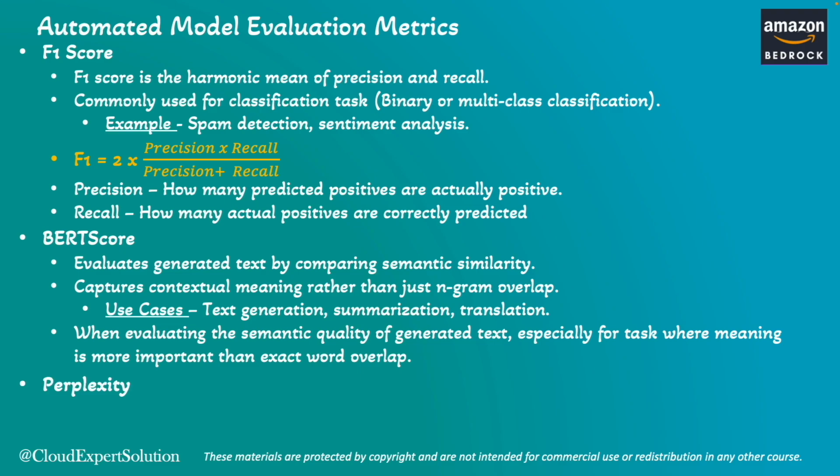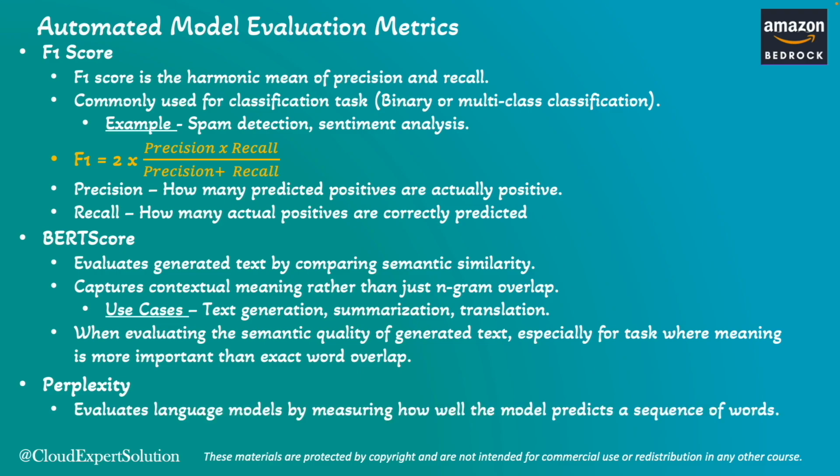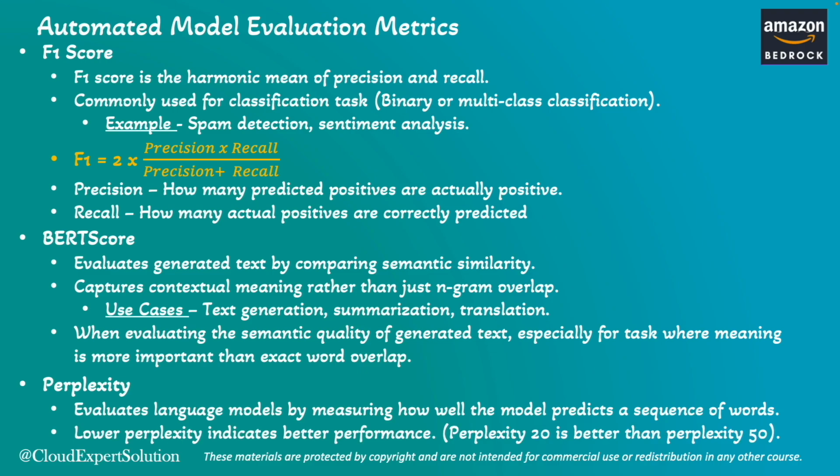And last but not least, we have Perplexity. Perplexity evaluates language models by measuring how well the model predicts a sequence of words. The point you should remember is that lower perplexity indicates better performance. A model with perplexity 20 is better than one with perplexity 50. In terms of use case, you can use it for language model evaluation like GPT, BERT or GPT-4. And when to use perplexity? When you want to evaluate the predictive performance of a language model on a specific dataset.